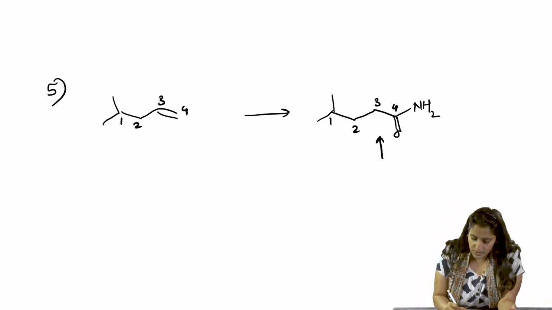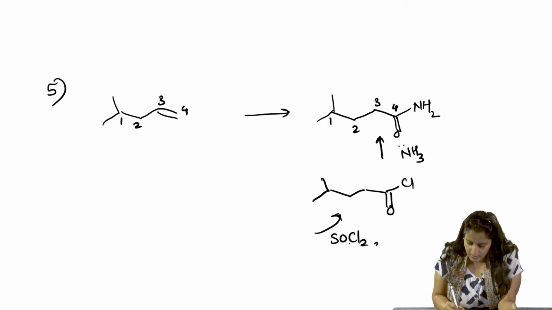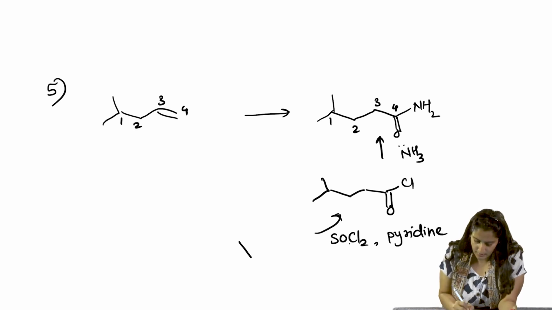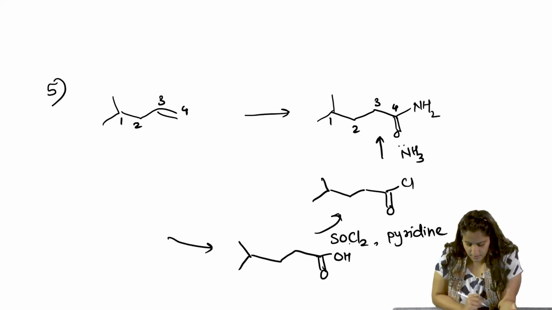So, what I am going to do is, retrosynthetically, we are going to start with an acid chloride and react it with ammonia. Okay. How do I form the acid chloride here? I know that I can use an acid with SOCl2 and pyridine. Okay, how do I form the acid?